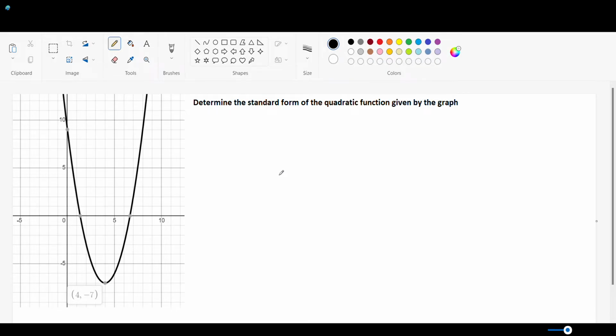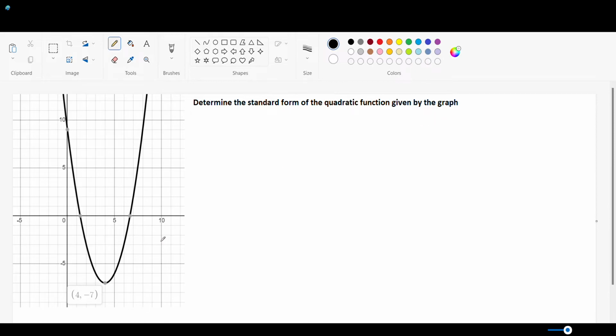Hi everybody, in today's video I'm going to show you how to solve the task which is about determining the standard form of the quadratic function given by the graph. I'm going to show you two cases. The first one is easier than the second one because there is no need to modify the quadratic function, because all the points will be set by defining the vertex and by defining the vertex form of the quadratic function.